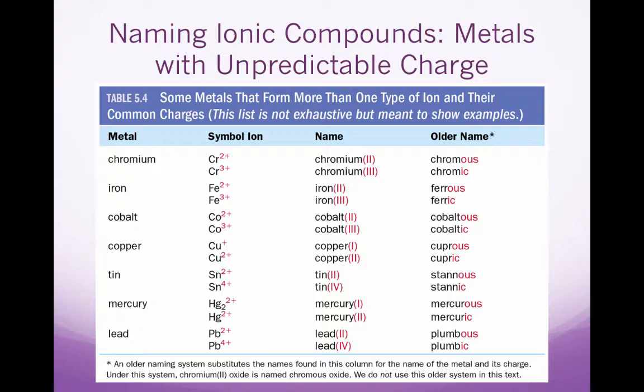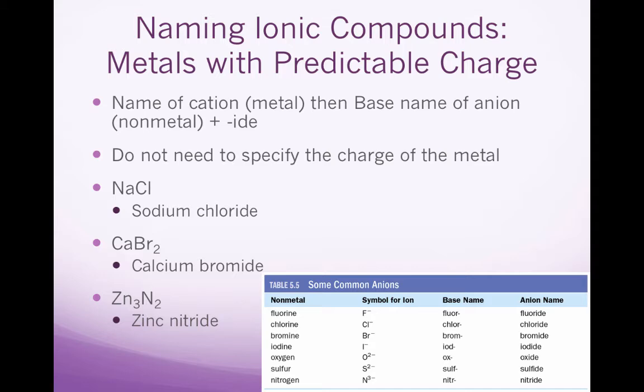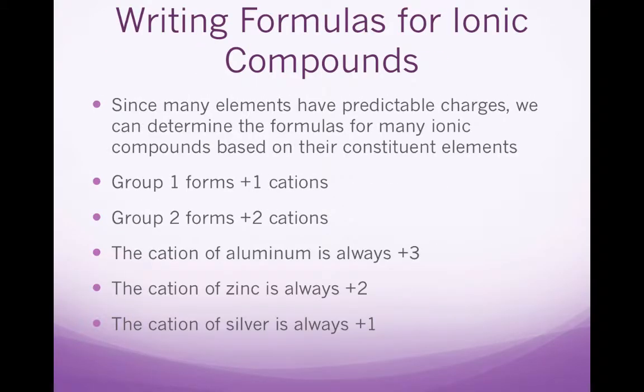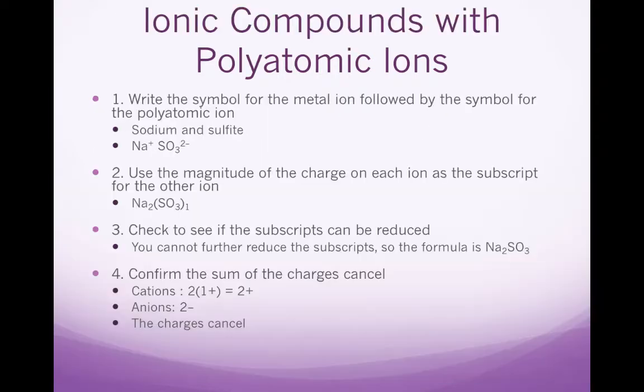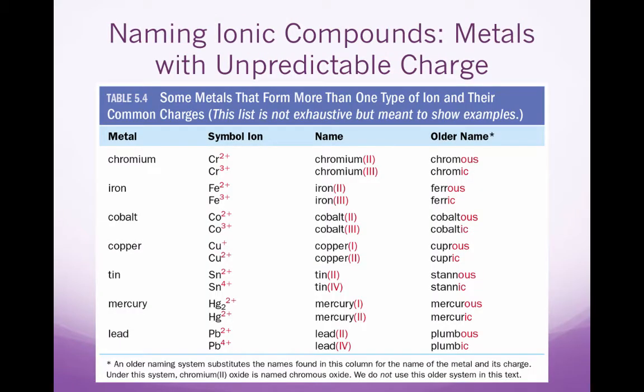Okay, now we're going to talk about naming ionic compounds that have metals with unpredictable charge. Here's a chart of some metals that form more than one type of ion and their common charges, and this is not exhaustive at all, it's just meant to show examples. If I go back here, here's what I listed for cations and their charges. These are the predictable ones. Everything else that is a metal is non-predictable charge. So that's basically the transition metals. They can form more than one charge because of their d orbitals.